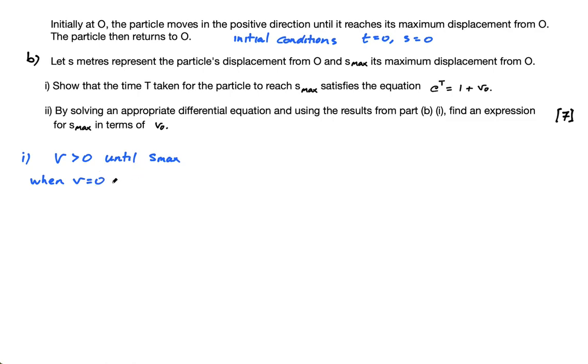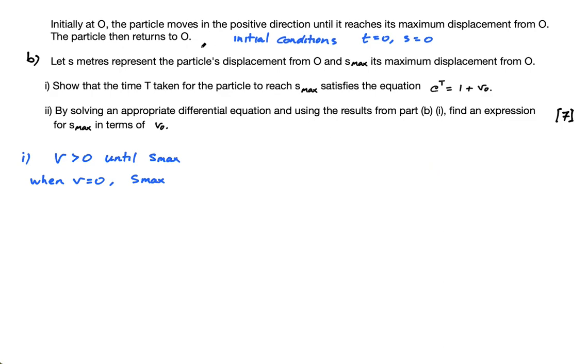When V equals 0, well, S equals S max if you like, but I'm just going to write S max. So it's at its maximum displacement when the velocity is 0. Because think about it, he's driving the car in the positive direction, and when he reaches his maximum displacement, then his velocity becomes negative and he moves backwards that way. So you can think of it like that. But right at this point, his velocity is actually 0.